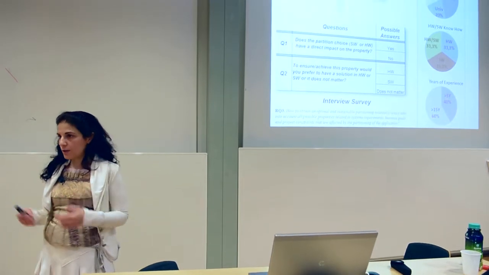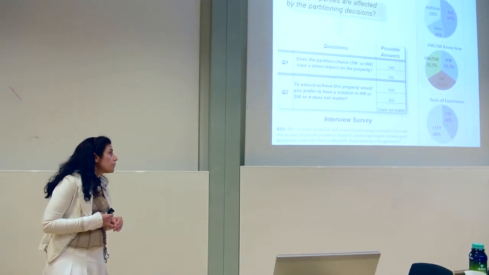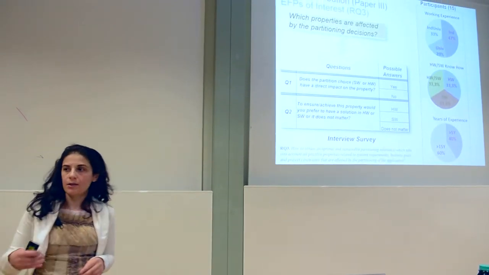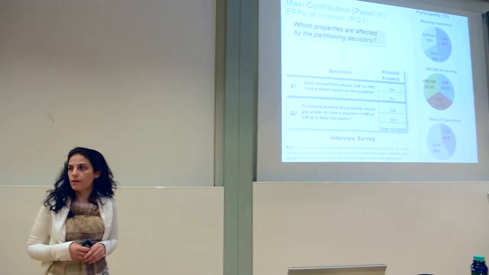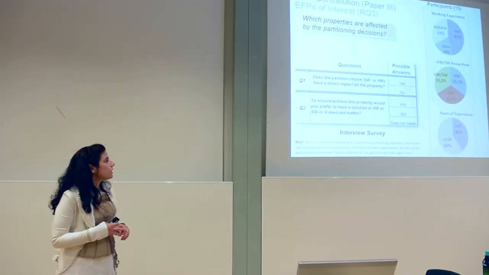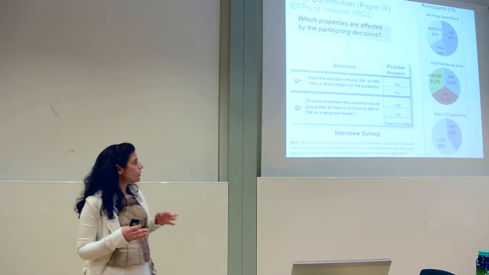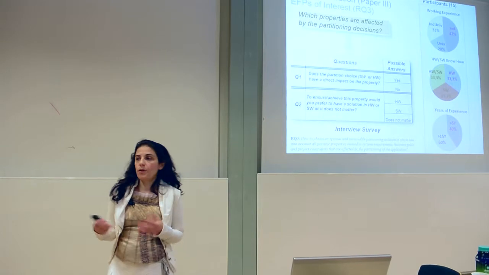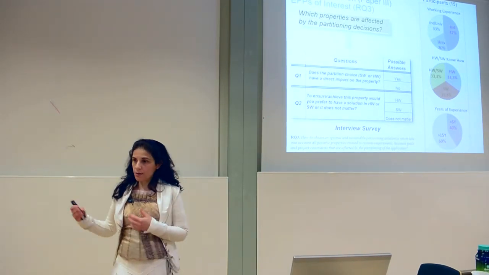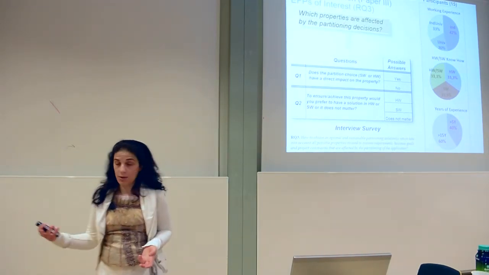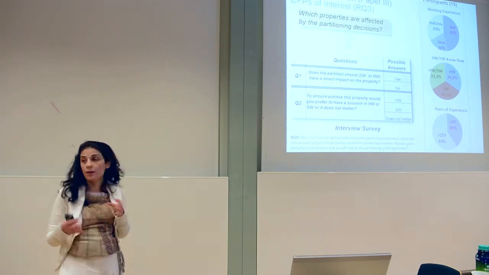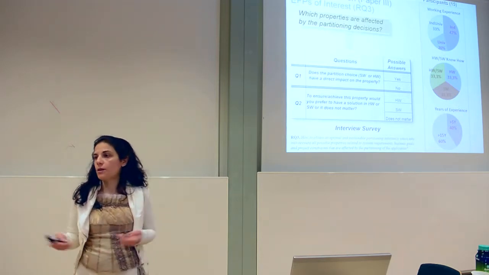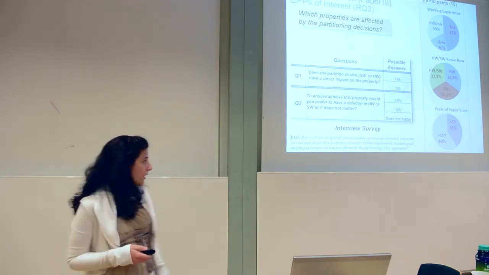We want to know what the properties are that affect the partitioning, and we asked two questions in the interview. The first is: does the partitioning choice, hardware or software, have a direct impact on the properties? That is the first question we want to know from the experts. The second question is, assuming that there is an impact, to assure and achieve these properties, would it be preferable to have a solution implemented as hardware or software? How can we achieve these properties better? Depending on the property, it might be hardware, software, or irrelevant, meaning both hardware and software are fine.